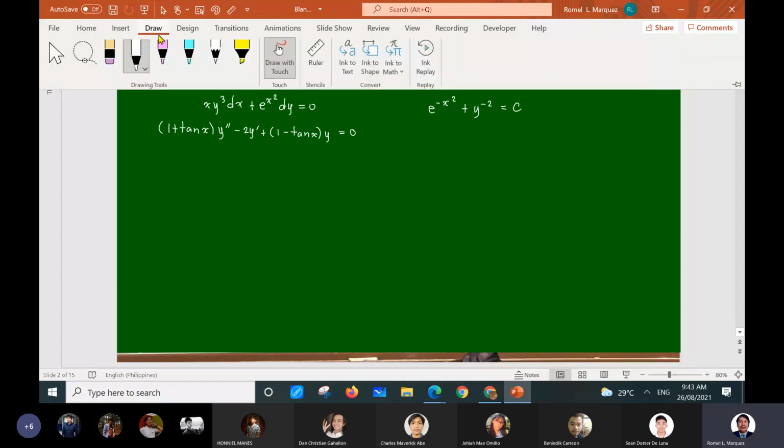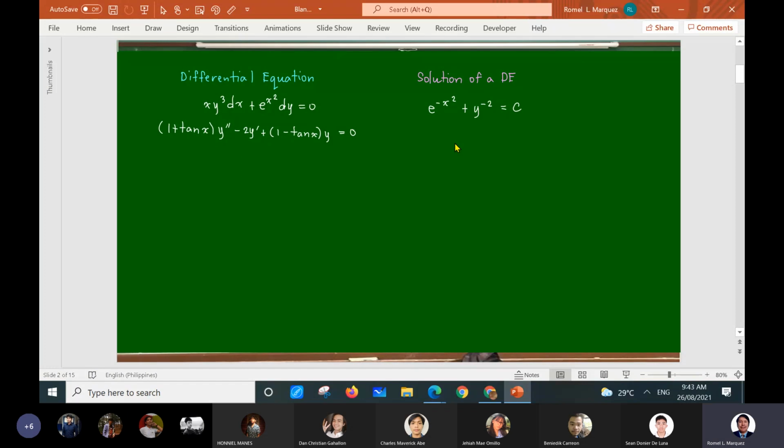If you're going to solve this differential equation, this is what you will get: y is equal to A e to the x plus B cosine x. Okay, guys? Where A and B here are arbitrary constants. Again, just believe that this is a solution to this DE for the meantime.